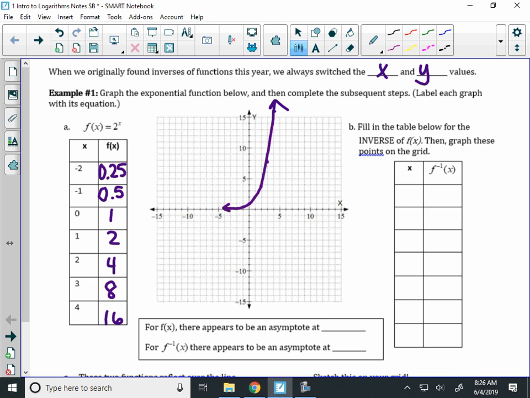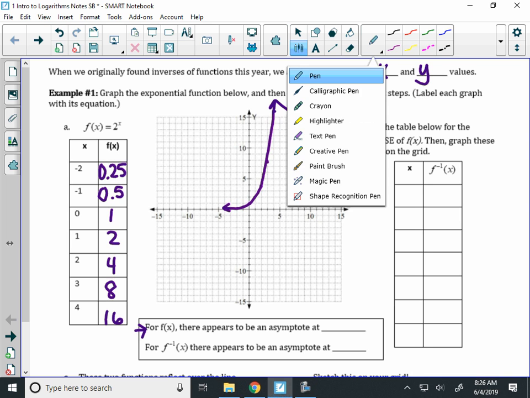Now I'm going to skip to the box on the bottom right underneath the grid and look at the first line here. It says for f of x, for the function we just graphed, there's an asymptote where. Well, the thing you need to remember, and hopefully you've heard this word before, an asymptote is a line that your graph approaches but never reaches.